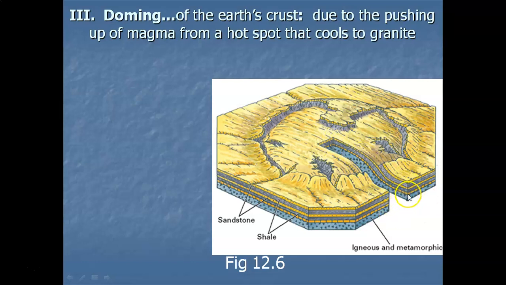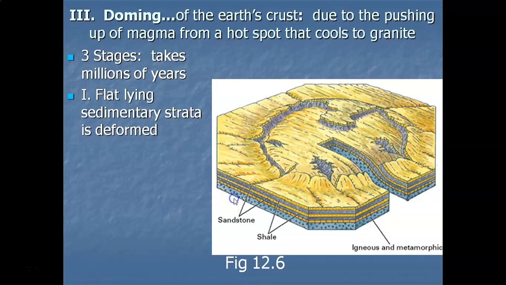In this case, we've got sedimentary layers, sedimentary rock that's deformed. And so I'm just going to show you three stages in the formation of a mountain range due to doming of the Earth's crust. And these stages, this takes millions and millions of years. So classic geologic time scale. And so what we've got is flat-lying sedimentary strata, right? And then this is the symbol usually for igneous rock, like igneous or metamorphic rock there, yeah.